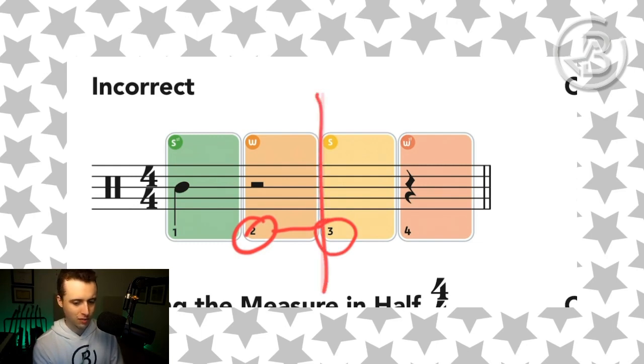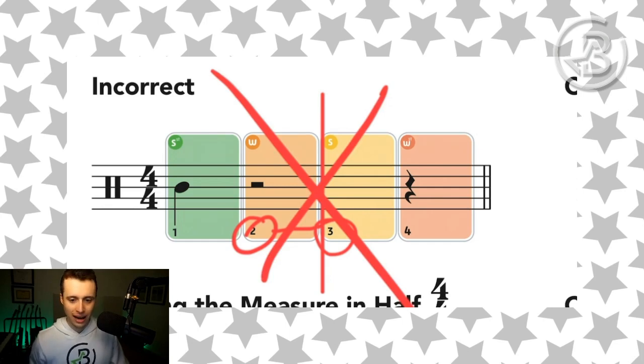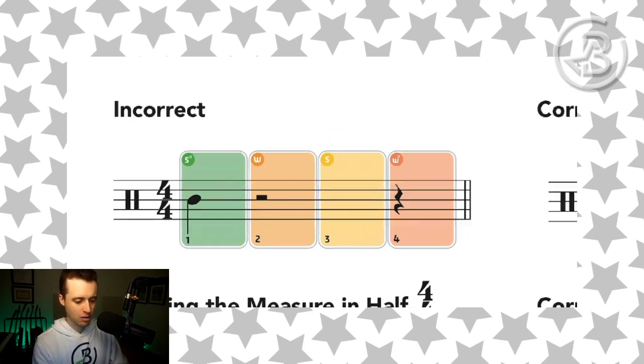There's an imaginary divide between beats 2 and 3. Half rest is not one of the three things that can cross. The three things that can cross are a whole rest, a whole note, or a half note. And a half rest is not one of those. That's wrong. That is not okay.